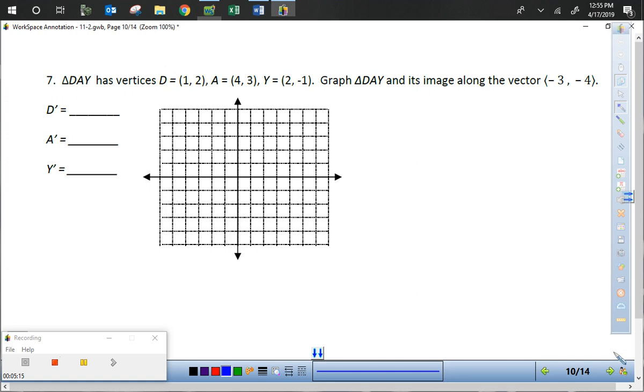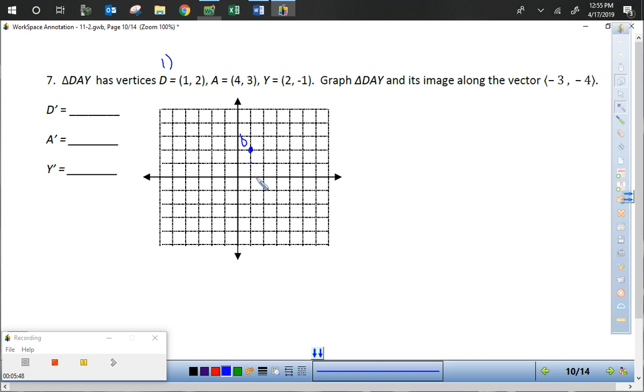When we're doing these problems, we're going to have the same first step, and that's plotting the points that we're given. Okay, so first we have (1, 2). Remember, that's to the right 1 and up 2. We call it D. Make sure you're labeling your letters as you go so you don't have to do it in the end.